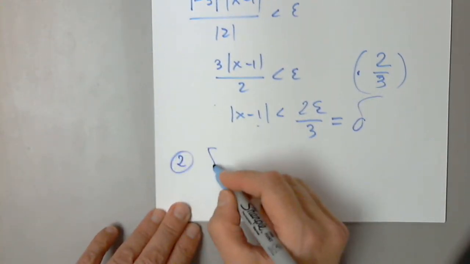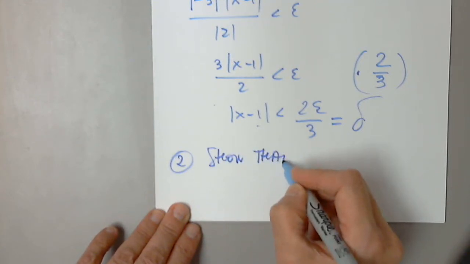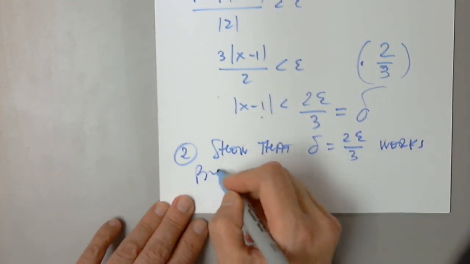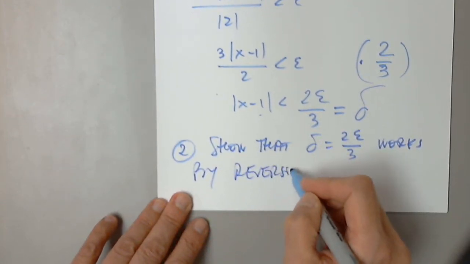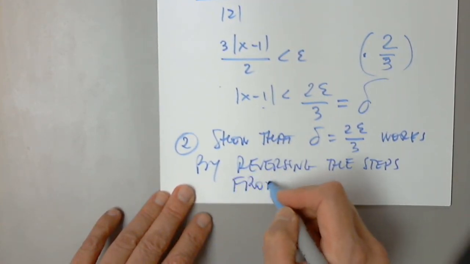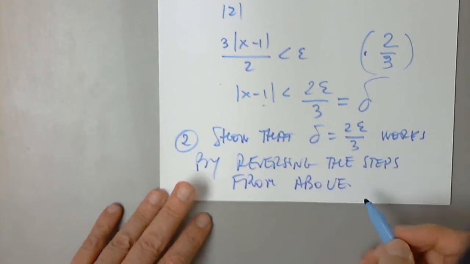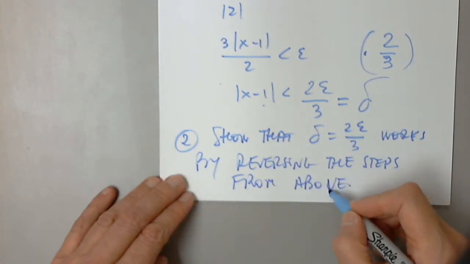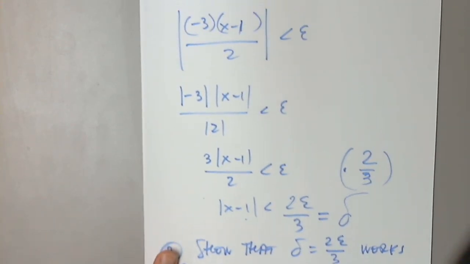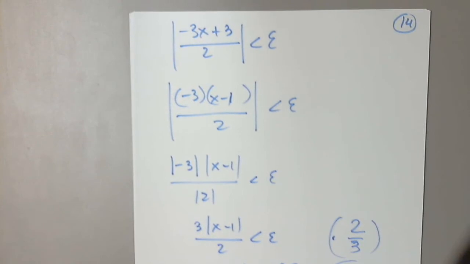And in step number 2, show that delta equals epsilon over 3 works by reversing the steps from above. You do not have to reverse them. You just have to write. Anything else? Can I see a step? Yes, please. Yes, of course. Is this okay?